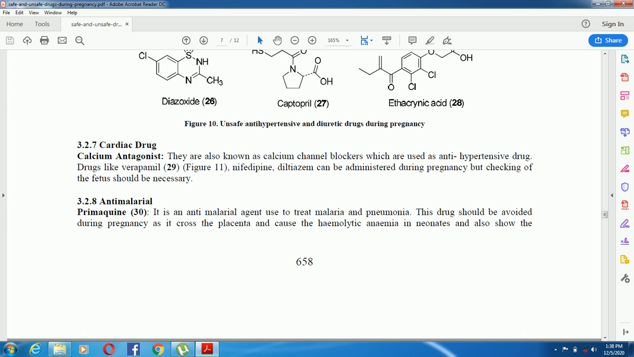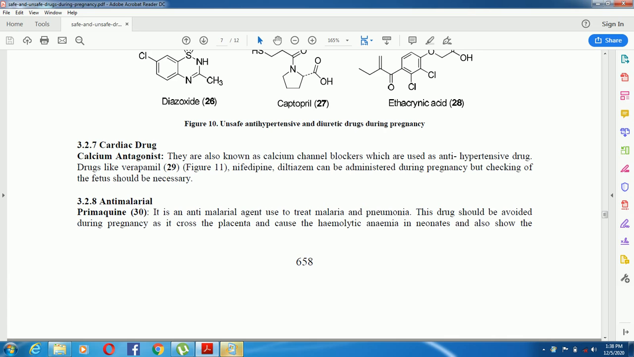The cardiac drug is the calcium antagonist. They are also known as calcium channel blockers, which are used as antihypertensive drugs. Drugs like verapamil, which is given in figure 11, nifedipine and diltiazem can be administered during pregnancy, but checking of the fetus is necessary. It is very necessary to properly check the fetus.